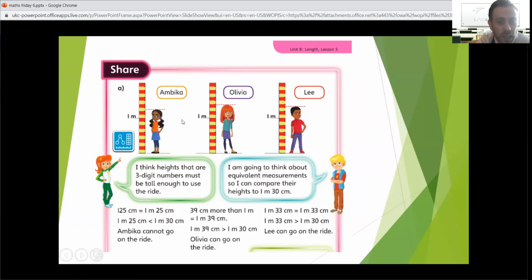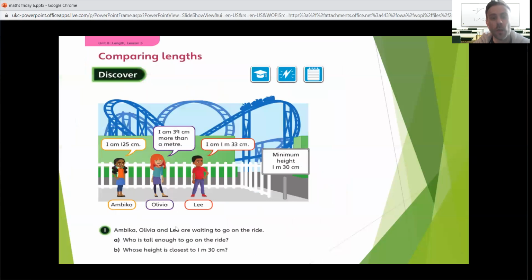Unfortunately, though, for Ambika, she was 125 centimeters, which another way of saying that is 1 meter 25, 100 centimeters in a meter, remember, which is less than 1 meter 30 centimeters. So she can't go on it. Also, she said 125 centimeters. 1 meter 30 would be 130 centimeters. Again, it's not enough. She can't go on the ride. She might have to sit and hold the ice creams while Olivia and Lee have a great time. Unlucky.